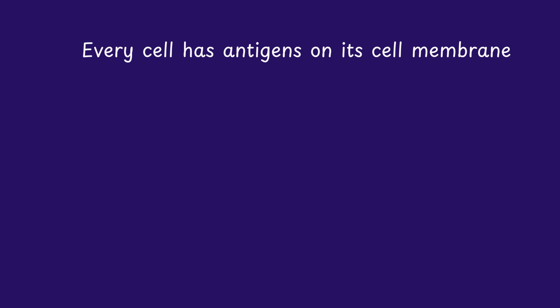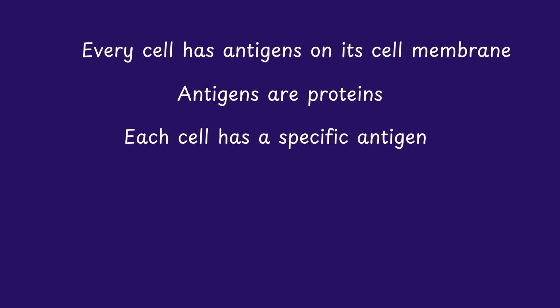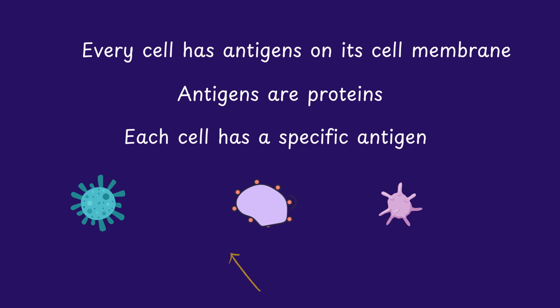Every cell has antigens on its cell membrane. Antigens are proteins. Each cell has a specific antigen. For example, we have 3 cells right here. That is the antigen for that cell. That's the antigen for that one and for that one. So the antigens are specific. If you notice, the shape of the antigen for each cell is different.